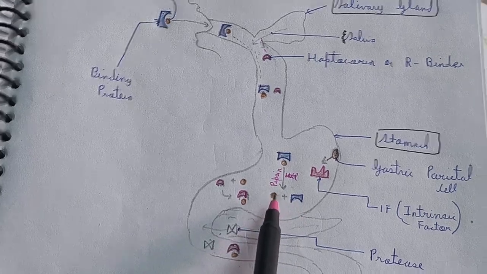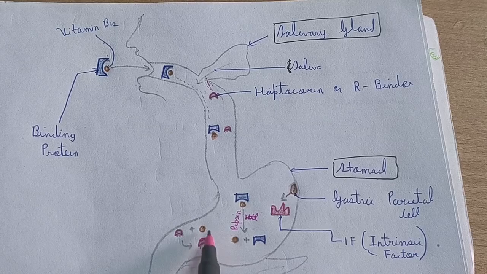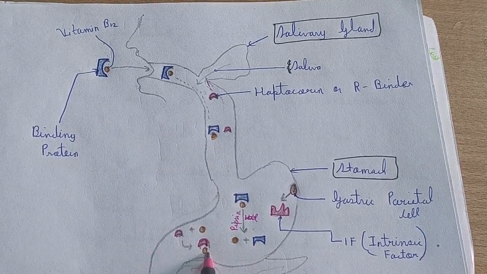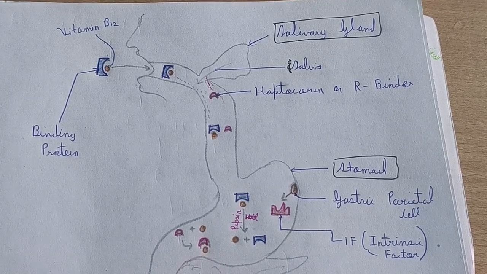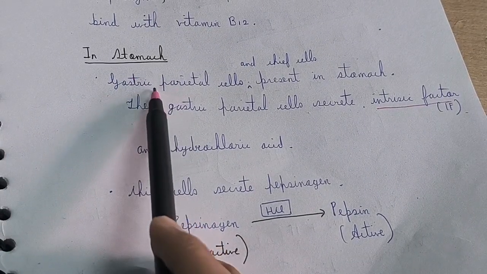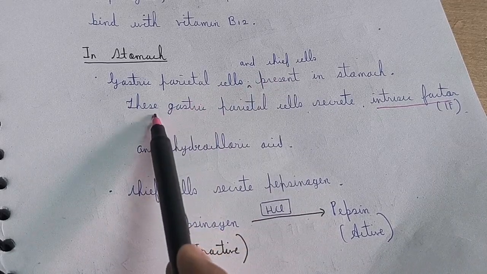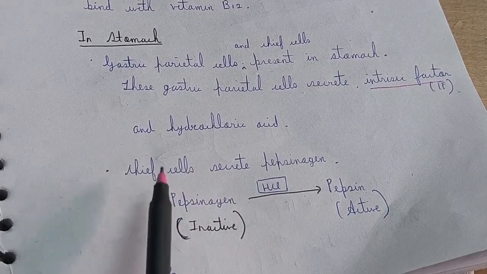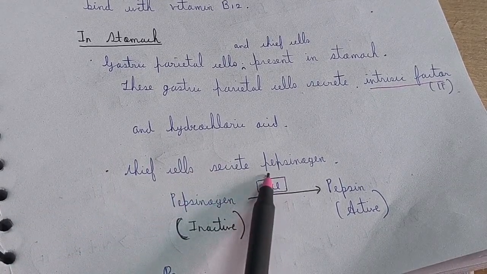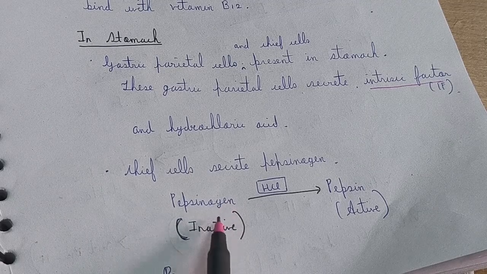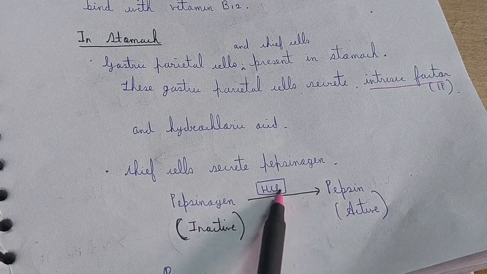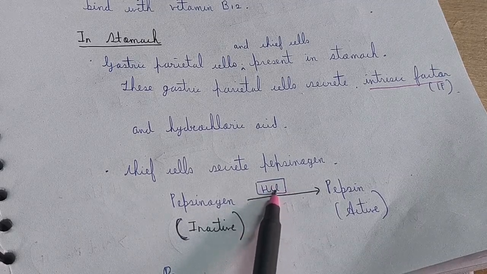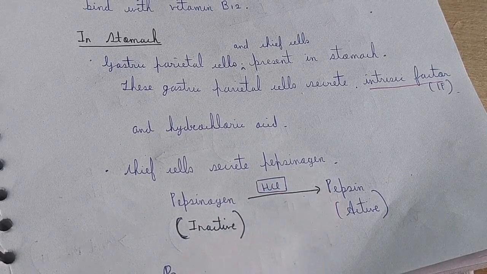Now this vitamin B12 binds with haptocorrin to form a haptocorrin vitamin B12 complex. So this is the event here. The gastric parietal cells and chief cells are present in the stomach. The gastric parietal cells secrete intrinsic factor and hydrochloric acid, and the chief cells secrete pepsinogen. This pepsinogen is inactive but is converted into the active form by HCl acid. Therefore, I said that HCl causes the formation of pepsin.